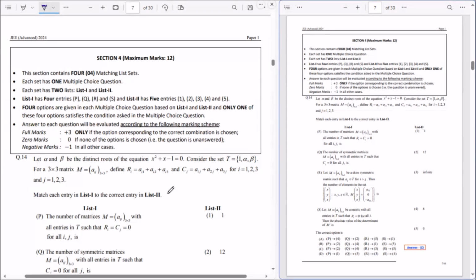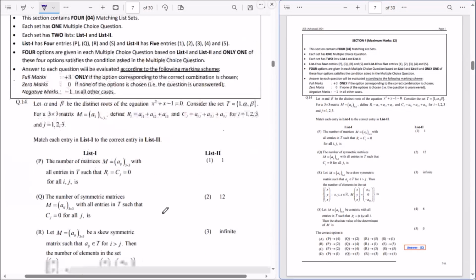Answer to each question will be evaluated according to the following marking scheme. Full marks, that is +3, only if the option corresponding to the correct combination is chosen. You will get 0 marks if none of the options is chosen, that is the question is unanswered, and there will be negative marks in all other cases, that is -1 mark will be allotted. Let us see the questions.